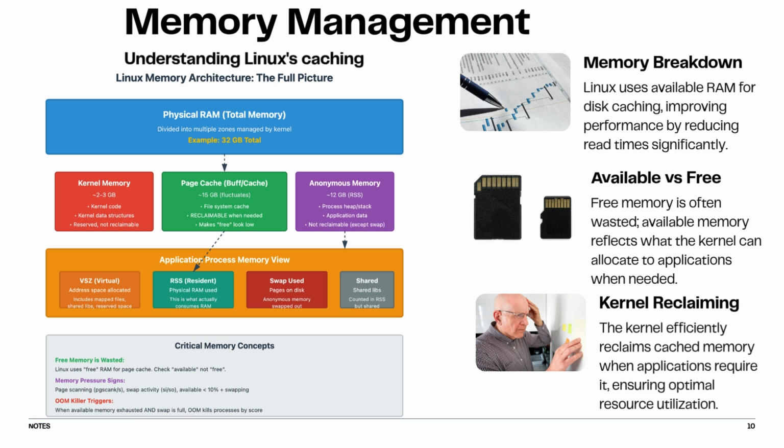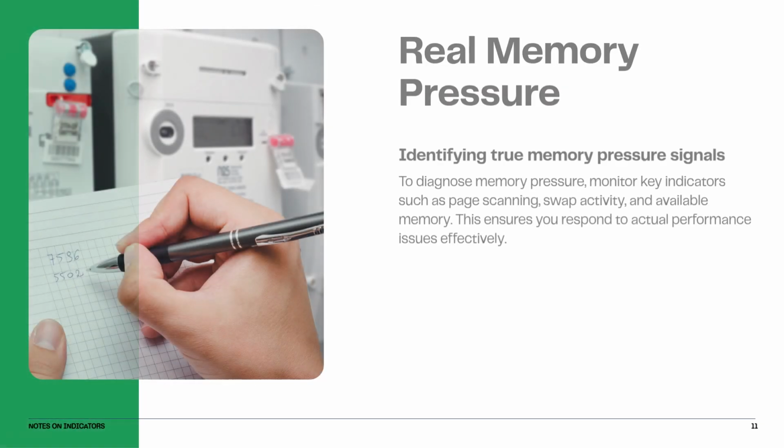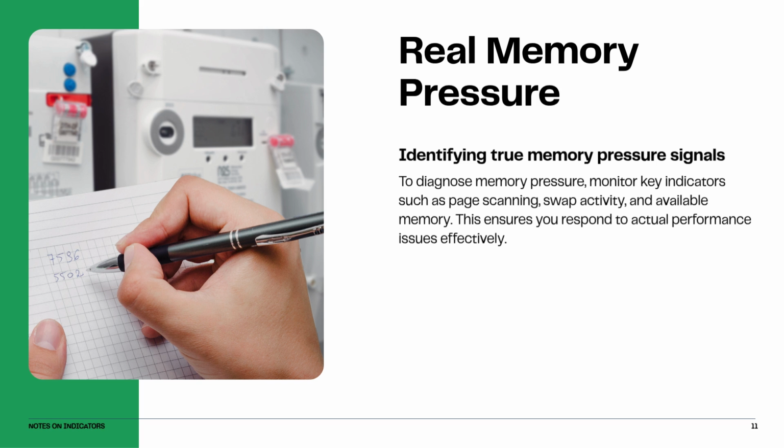9. Part 2. Memory troubleshooting. Now let's tackle the most misunderstood resource: memory. Linux memory management is radically different from Windows or others. So how do you know if you actually have memory pressure? What are the real indicators? There are 3 signals to watch for. First, page scanning activity. This is the kernel desperately searching for memory to reclaim. Second, swap activity, actual swapping in and out. Third, available memory below 10% of total.